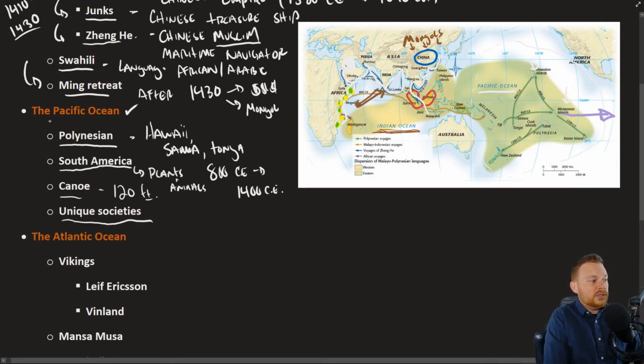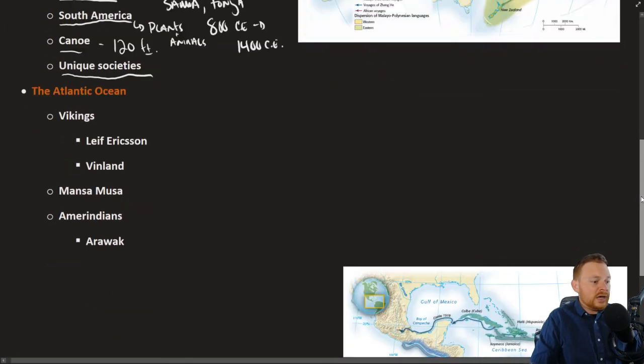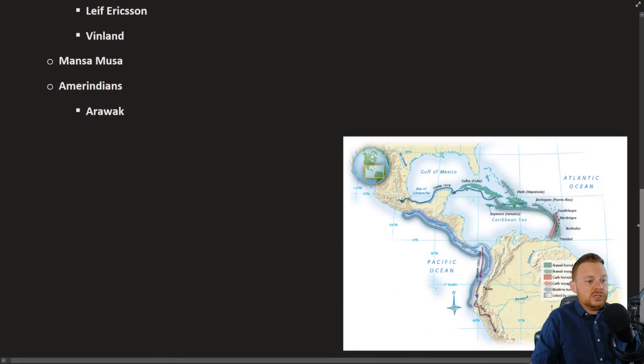Again, comparatively, we would say that overseas exploration in the Pacific Ocean was more rare than something going on in the Indian Ocean. Lastly, let's look at the Atlantic Ocean. The Atlantic Ocean is this body of water right here.